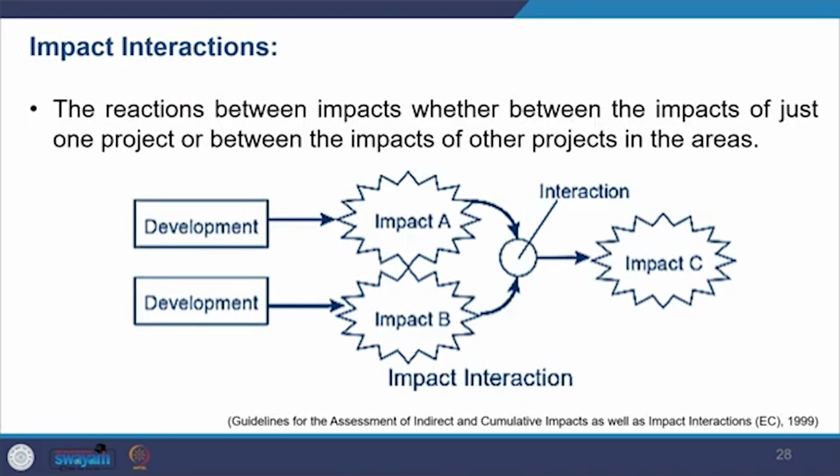And then you also see impact interaction. It is the reaction between impacts, whether between the impacts of just one project or between the impacts of other projects in the area. So you see impact interaction: impact A and impact B causing impact C from development A and development B. This is impact interaction.